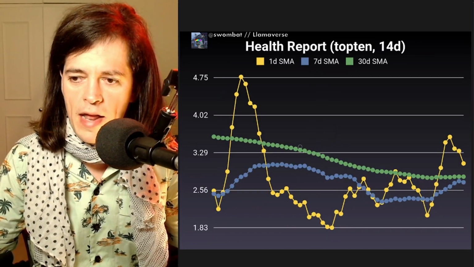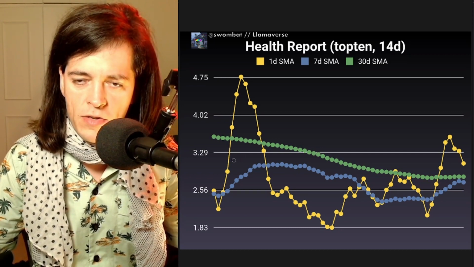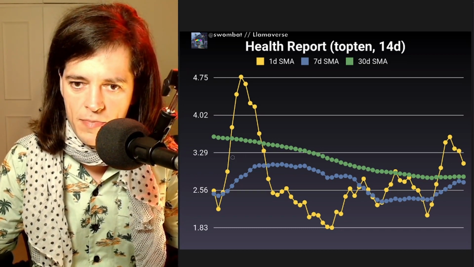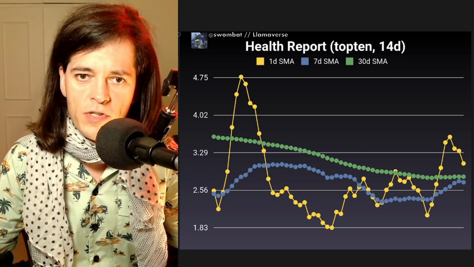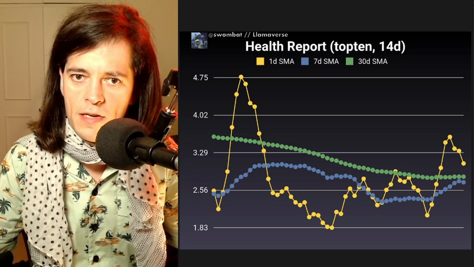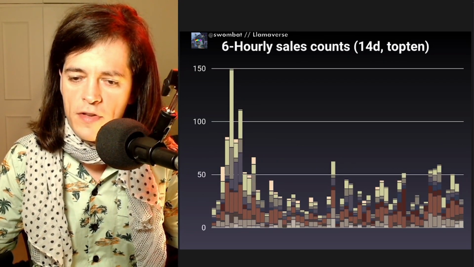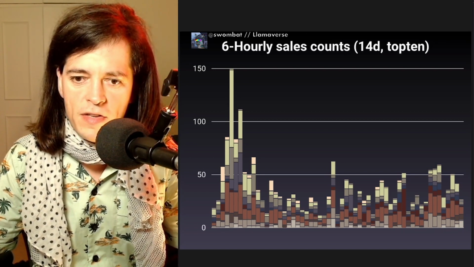So here we have the market health index, which is the main chart that I tend to look at in the market analysis update. This is based on the same data that we just saw. So this is 14 days. This is 14 days. They're both the same time scale and they're both showing effectively the same data.